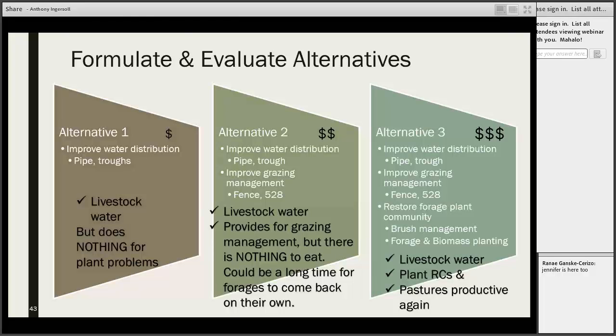But another alternative might be to, yeah, we got to fix the water problem. Yes, we need to improve the grazing. And what kind of practices could we use in our toolbox to restore that forage plant community? We've got guava out there, we could do brush management, and surely we could do forage biomass planting. That option would effectively restore that plant community back to a productive grazing plant community, solve most of those resource concerns, if not all of them. Definitely in the long term, they'd all get solved. In the short term, he might still struggle with a little bit of herbaceous weeds, and his livestock water problem would be resolved.